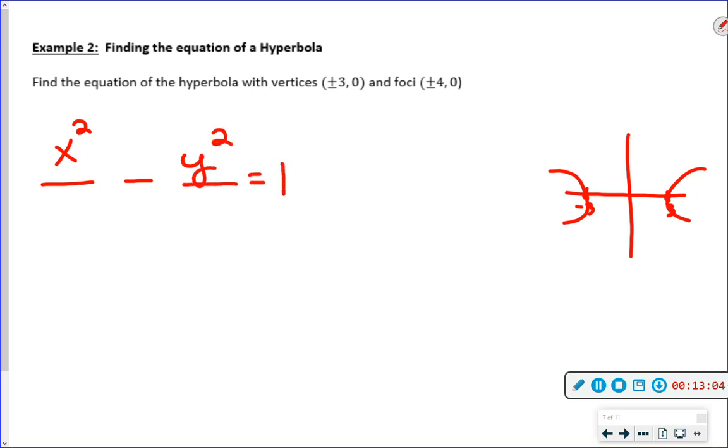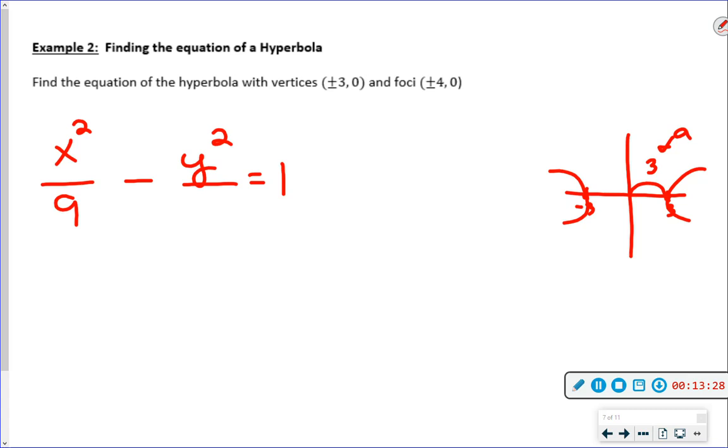Now, we also know, of course, what A is. What's A? How many units is A? Come on, you got it. From the center, you went right 3, left 3, so A is 3. But when I throw it in my equation, I'm going to put the squared form, 3 squared, 9.